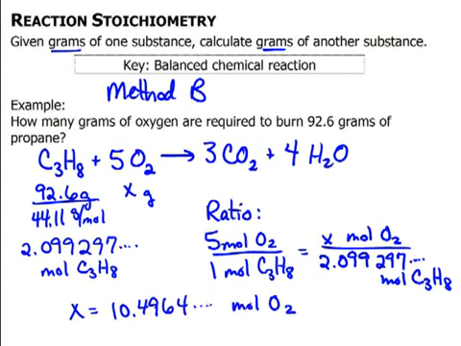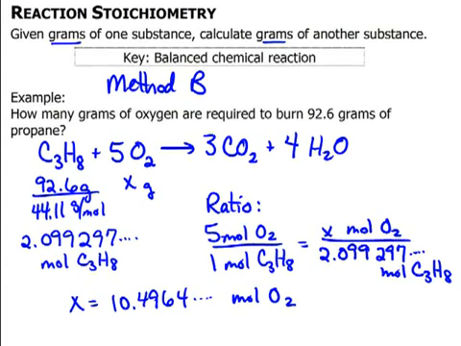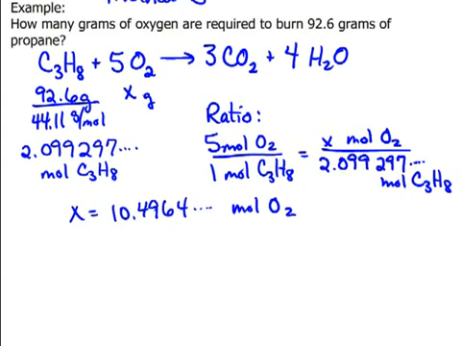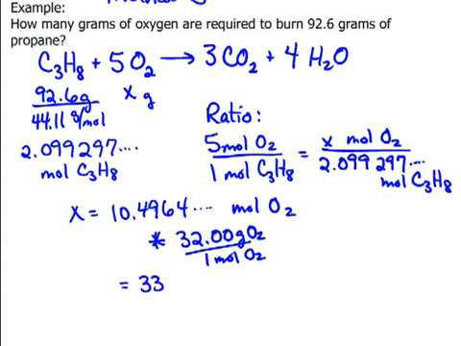Again, I'm not rounding, I'm leaving that number in my calculator. Now that X is not my answer yet. My answer wants the grams. So to get from moles to grams, I multiply by molecular weight: 32.00 grams for 1 mole of O2. So then I get my answer to be 336 grams of O2 needed.